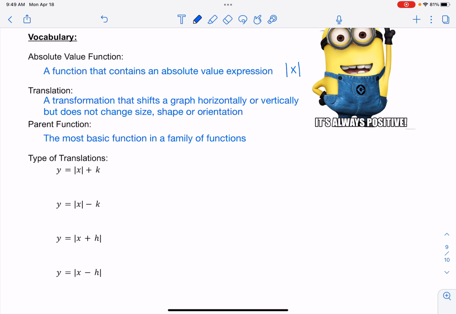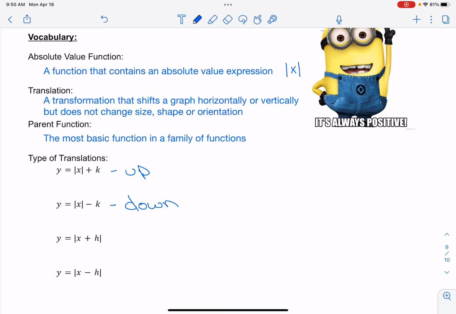Okay, so looking into these absolute value functions, we have these 4 different types of translations that we'll be looking at today, and they honestly follow the same concepts that we've already covered with our other types of functions. So our first one, we have the absolute value of x plus k. So this means that we are going to go up whatever k is. If we have the absolute value of x minus k, that means that we are moving down. So remember, plus is up, minus is down.